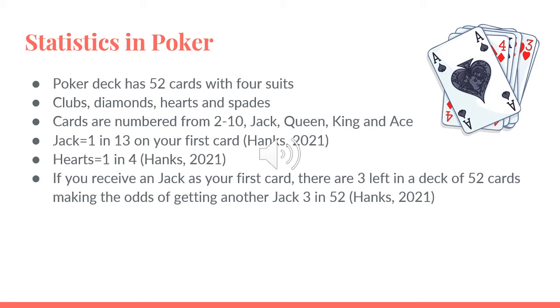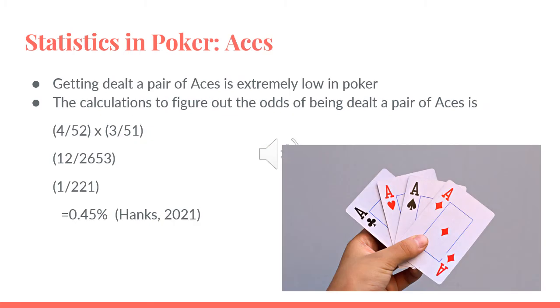The odds of you getting a jack on your first hand is 1 in 13, and the odds of you getting a heart on your first hand is 1 in 4. If you receive a jack as your first card, there are 3 left in the deck of 52 cards, making the odds of getting another jack 3 in 52.